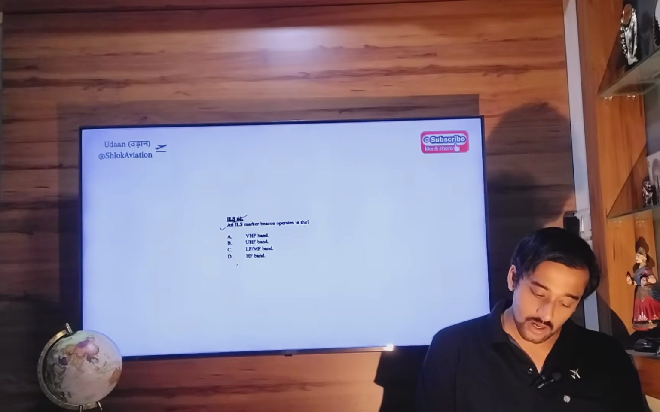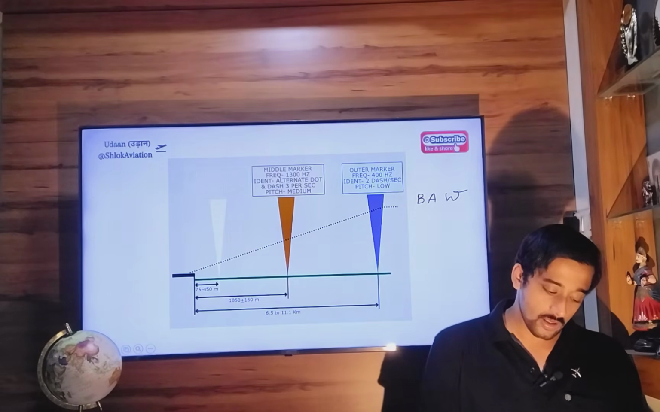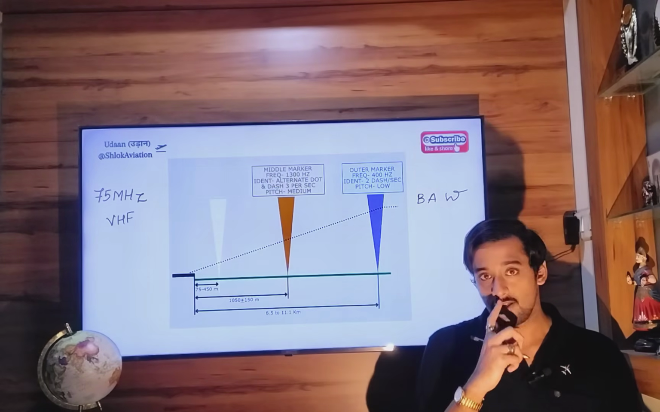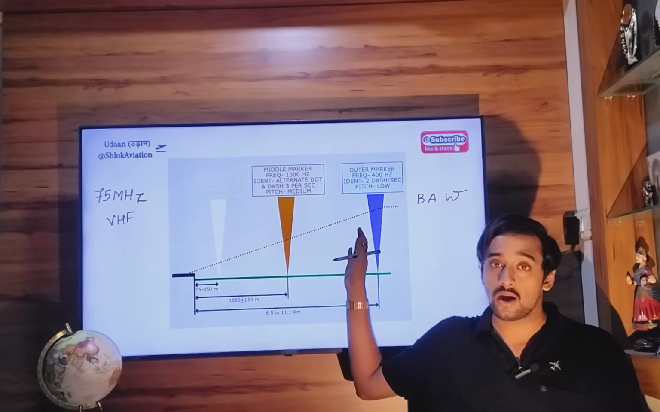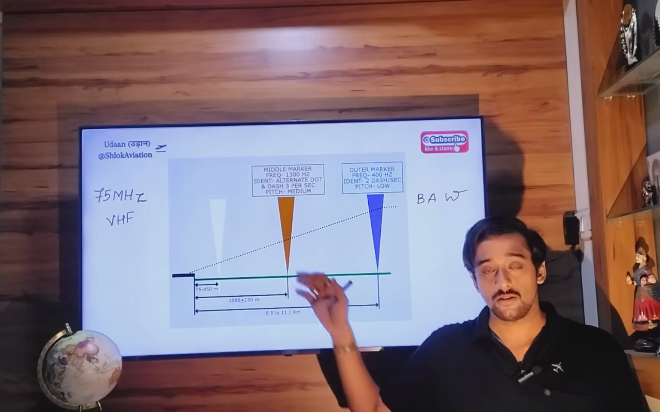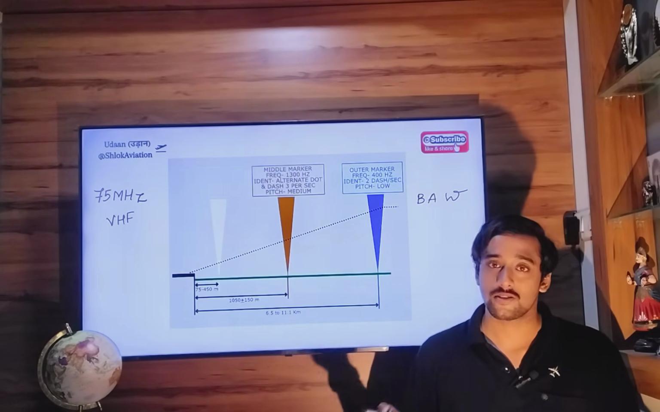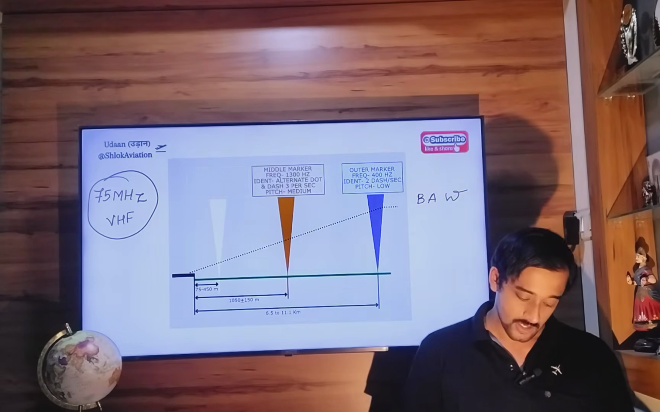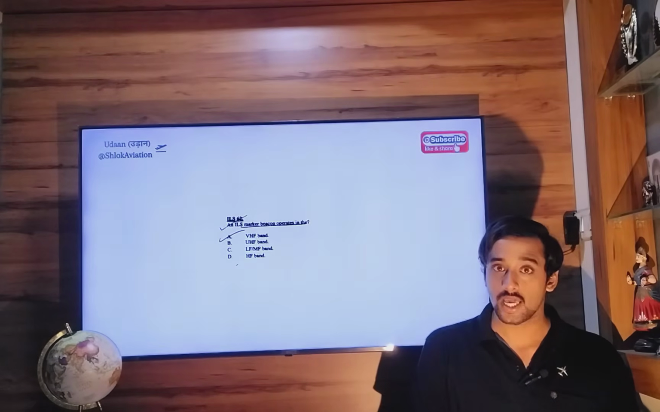62. ILS marker beacons operate in what? Now all these marker beacons transmit on 75 megahertz, which falls in the VHF frequency band. This frequency will be differently modulated for different marker beacons. For outer marker, 400 Hz. For middle marker, 1300. For inner marker, 4000. But the main carrier frequency is 75 megahertz. So, the correct answer here is VHF band, option A.